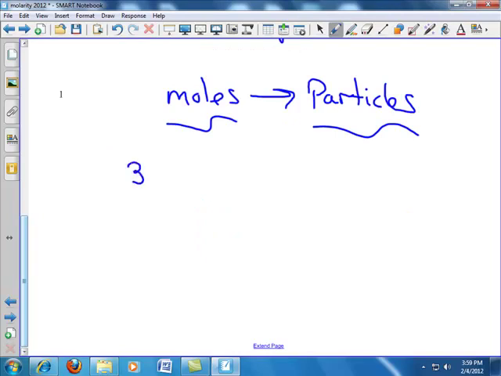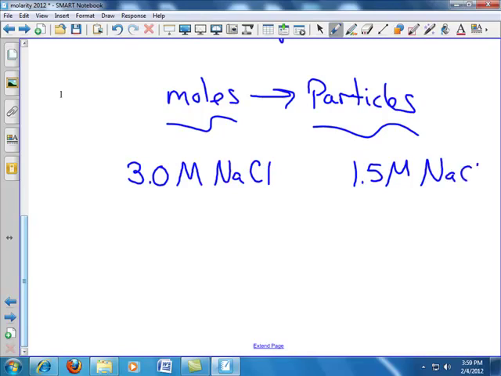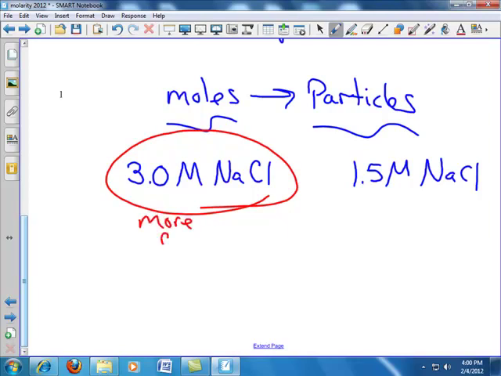If I want to compare a 3.0 molar NaCl solution to a 1.5 molar NaCl solution, which one has more particles per liter? The one that has more particles per liter is the one that's 3 molar. So this one is more concentrated, because there's more particles for every liter of solution. Okay, so molarity is the way that we calculate concentration.